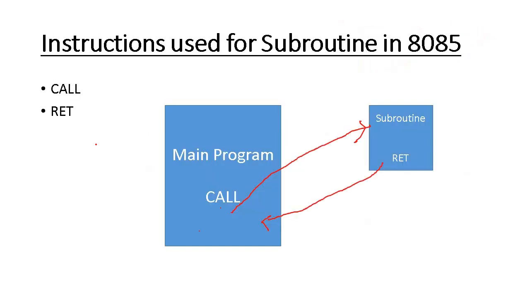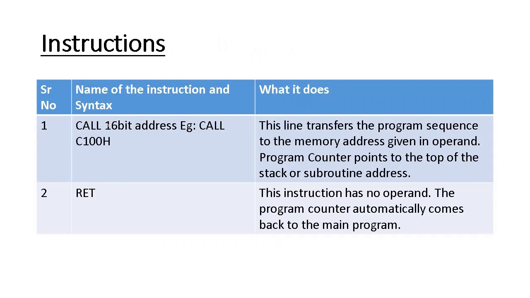I have described that it will use the call instruction, and to return from the subroutine it will use the return instruction RET. What will be the syntax of the call instruction? Call, followed by the 16-bit address from where the subroutine actually starts. Suppose I am writing call C100H, meaning the subroutine actually begins from C100H.